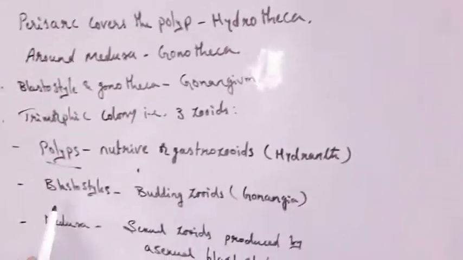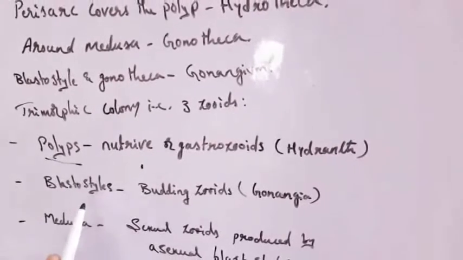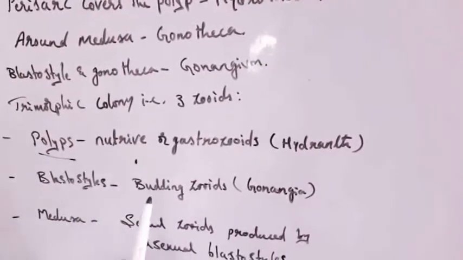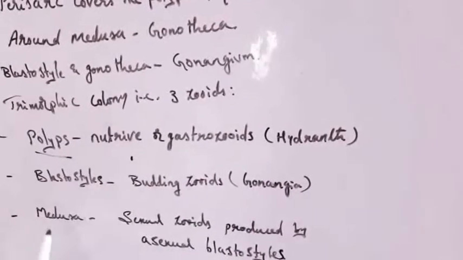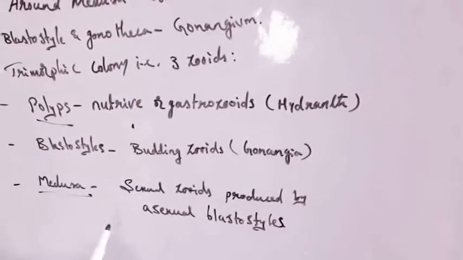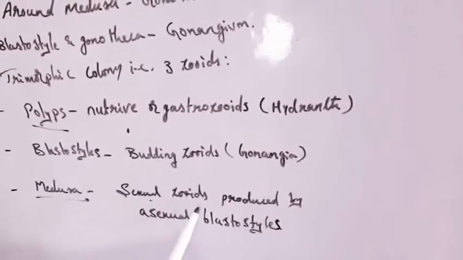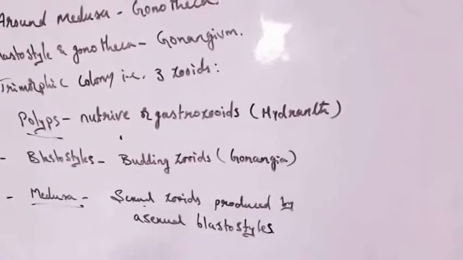And the second one is blastostyle. This is also called gonangia. So these are budding zooids. And the medusa. So medusa, they are sexual zooids produced by asexual blastostyles.